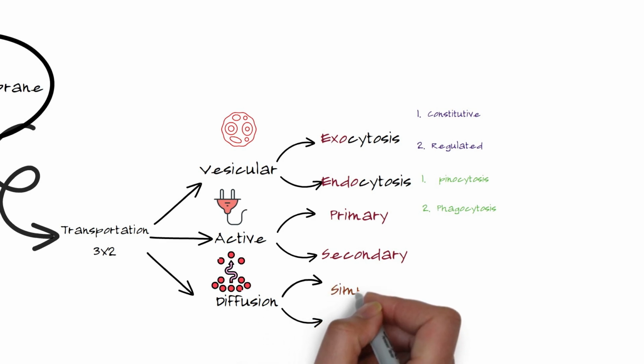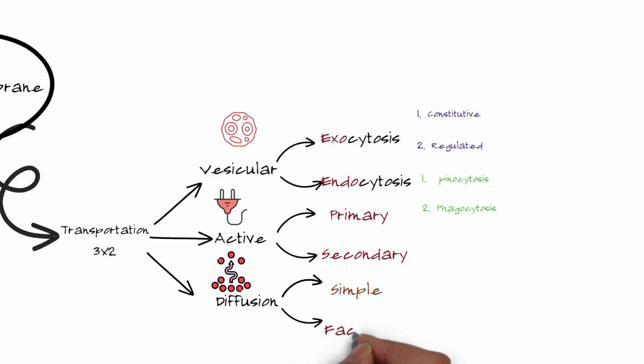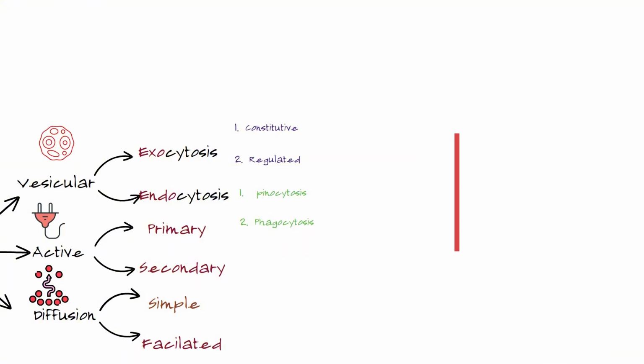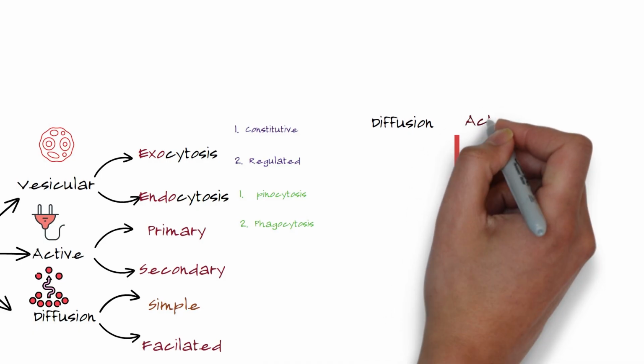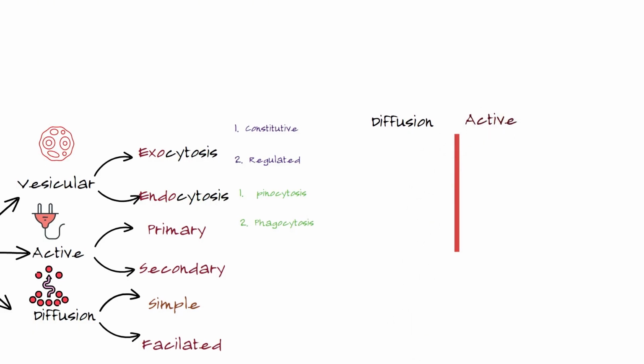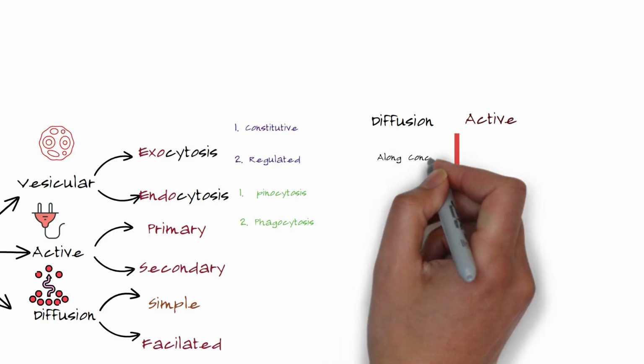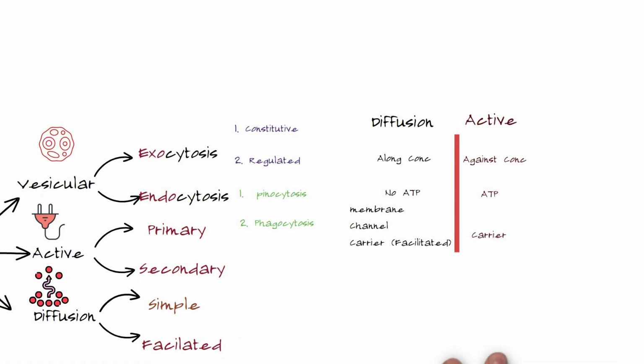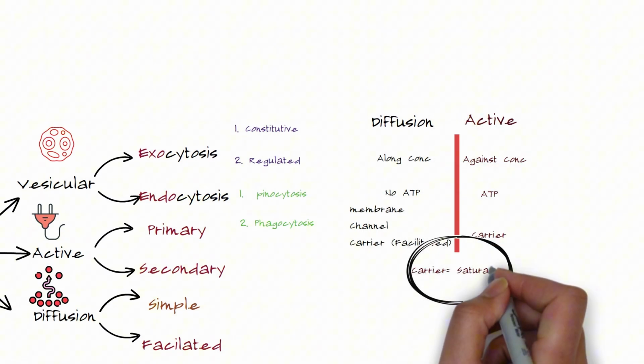And now let's talk about diffusion and active transport. When we compare diffusion with active transport, diffusion occurs along the concentration gradient, meanwhile the active goes against the concentration gradient. Diffusion needs no ATP, while active needs ATP. Diffusion occurs through either the membrane, the channel, or a carrier. For the carrier, we call it a facilitated diffusion. Meanwhile, the active needs only a carrier. Remember that for the carrier, the transport stops with saturation, not with equilibrium.